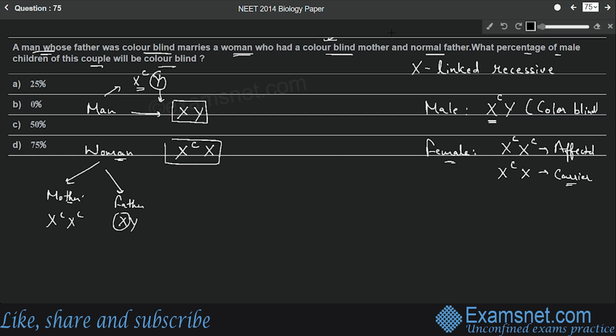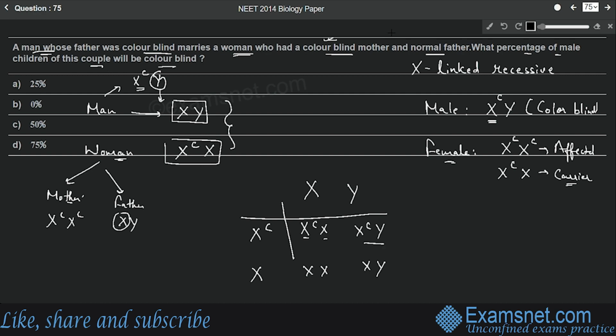Now let's see what type of progenies these two will produce. The male has X and Y and the female has X^C and X. If we cross, we'll get X^C X, that means one X chromosome is carrying the gene, then X^C Y, then XX, and then XY. How many are males? These two are the males, because the question is asking what percentage of male children of this couple will be colorblind. So the males are these two, but one is normal and the other is affected.